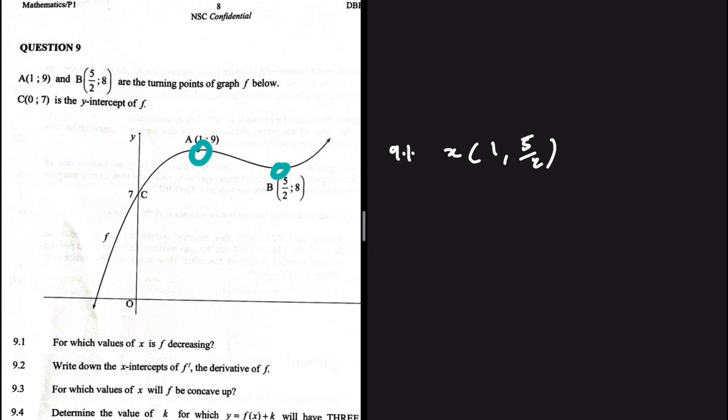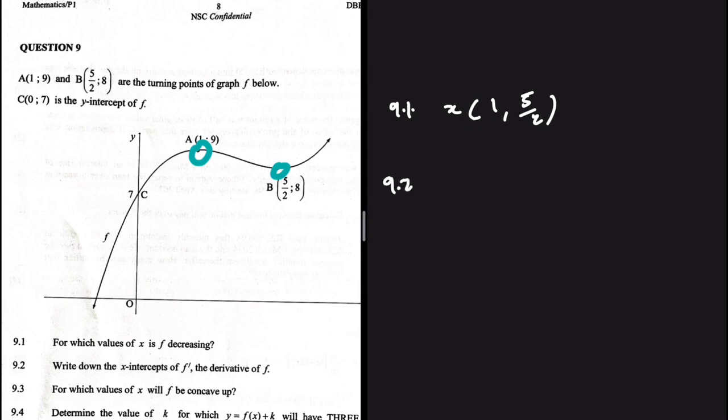So we're not supposed to include 1 and 5/2. Which I think probably, most definitely, some people did include those 2 points. But if you think about it, we're not supposed to include them. The function is stationary at A and B. That's why the turning points are sometimes called the stationary points. Okay, so that is 9.1.